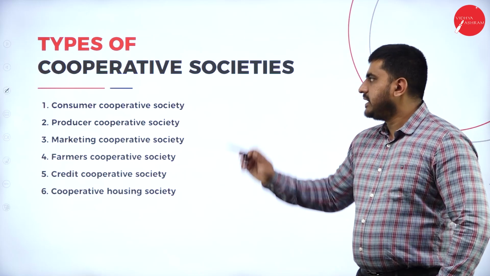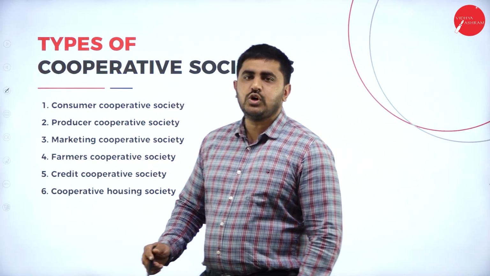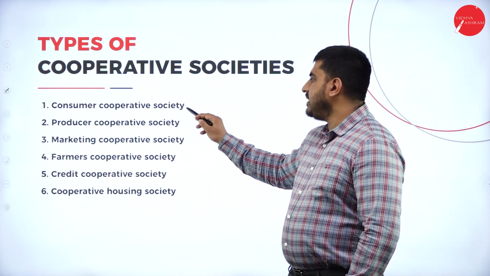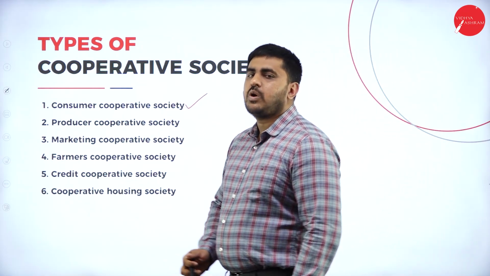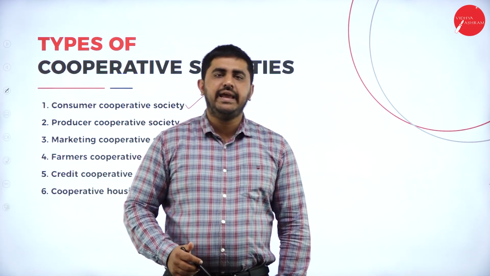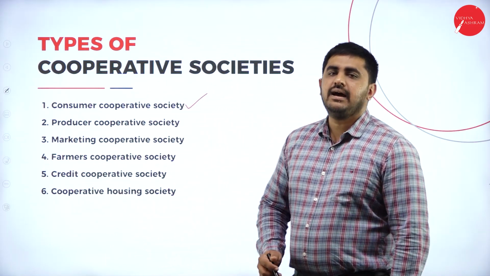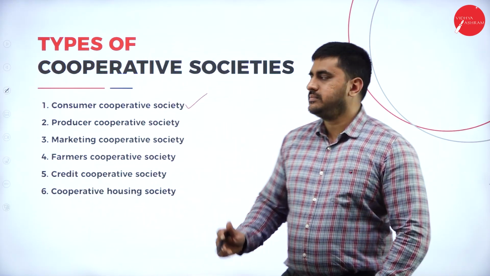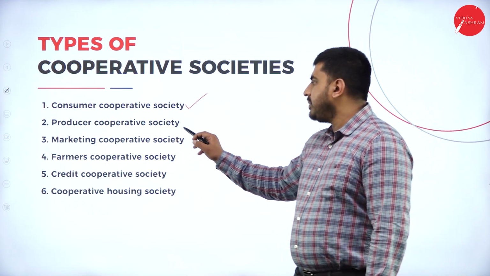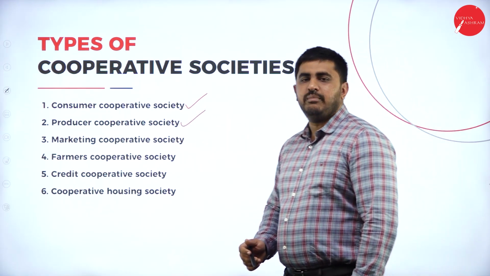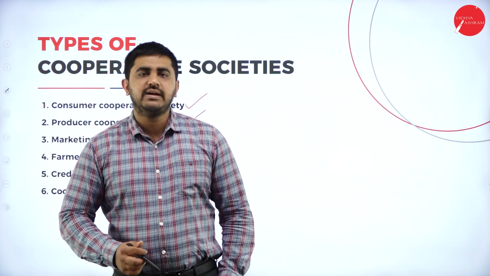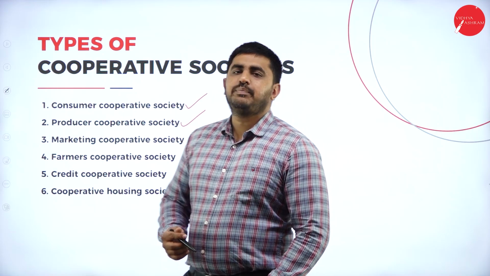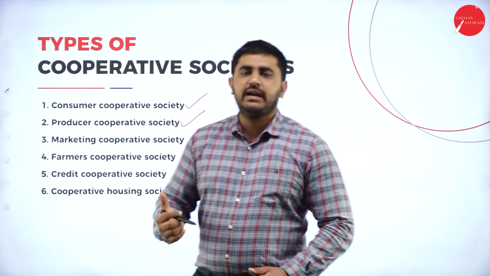Next, types of cooperative societies. There are various cooperative societies, and we will understand these. Consumer cooperative society: what does it do? It provides daily consumption goods like dairy, groceries, etc. to the members at prices less than the market price. Producer cooperative society: suppose some members of the cooperative society are into manufacturing a product. They will provide equipment, tools, etc. at prices less than the market price.